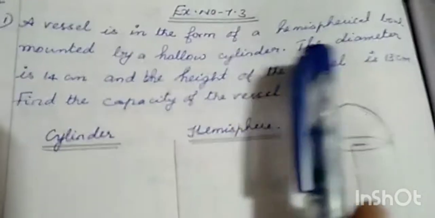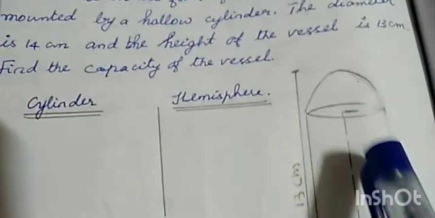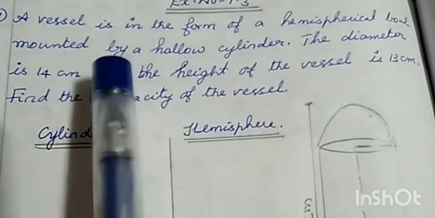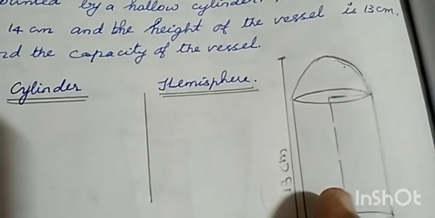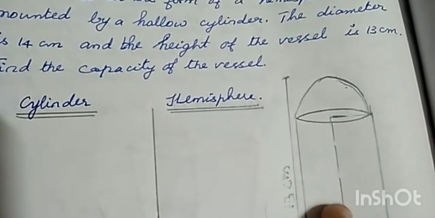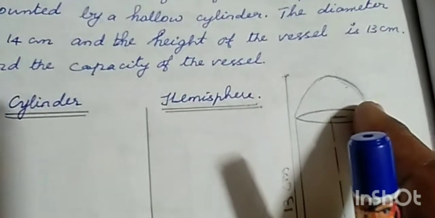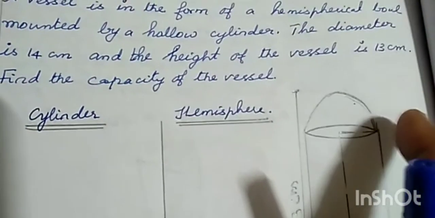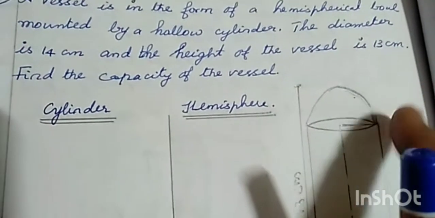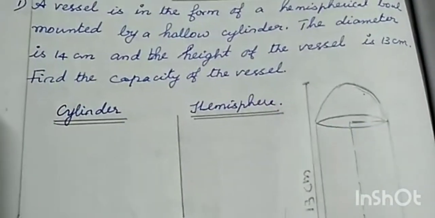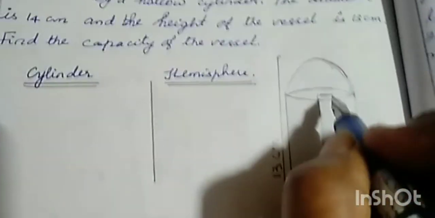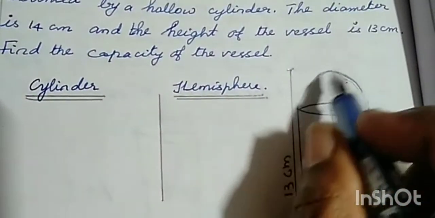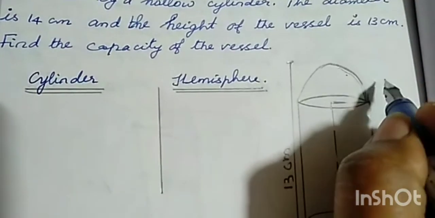This is exercise number 7.3, sum number 1. A vessel is in the form of a hemispherical bowl mounted by a hollow cylinder. Mounted by means a cylinder is there, upon which the hemispherical bowl is enclosed, surmounted. The diameter is 14 centimeter. The diameter of the hemisphere and the diameter of the cylinder will be the same.